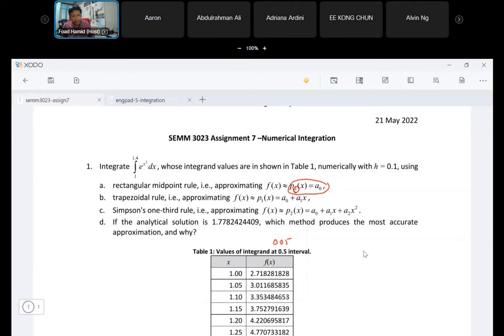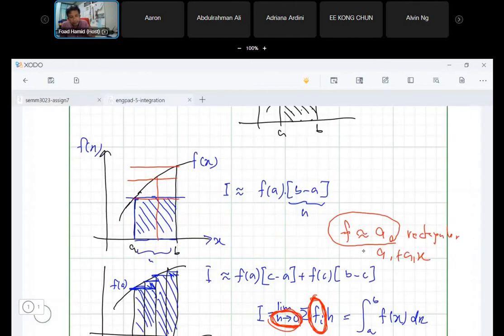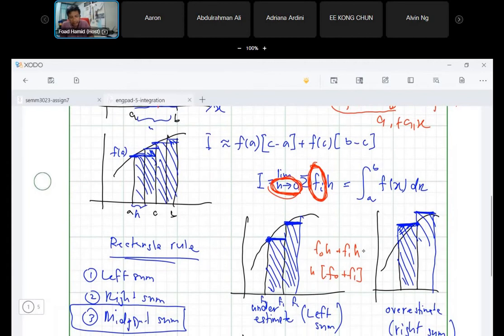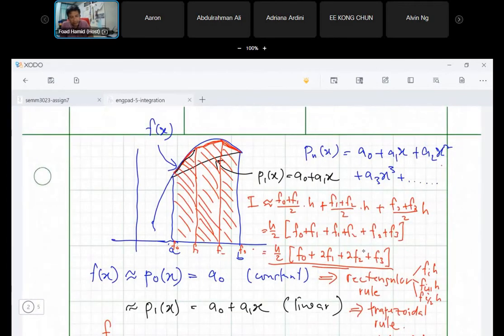Before I correct the setting, let's go one by one. What is meant by the rectangular rule and the trapezoidal rule? The trapezoidal rule is based on approximating with a polynomial of the first order. The rectangular rule is just order 0. But for the trapezoidal rule, we are using a first order polynomial approximation.